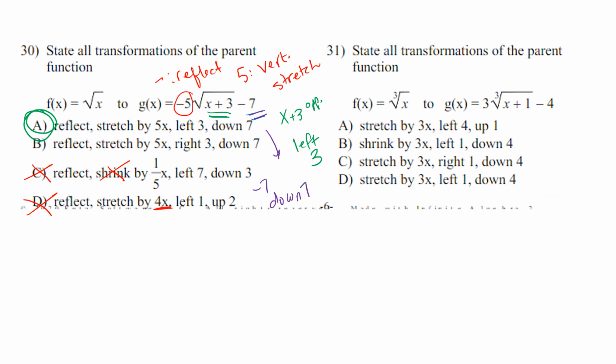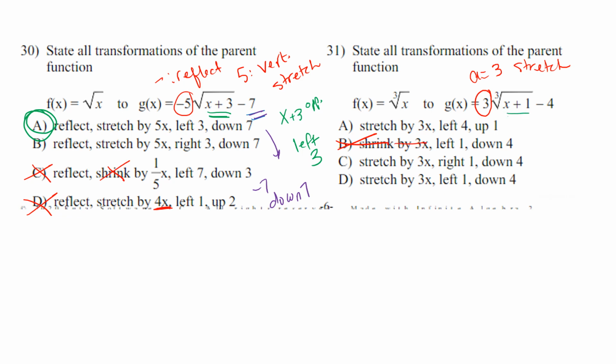Okay, last but not least, cubed root of x is our parent function. 3 times the cubed root of x plus 1 minus 4 is our transformed function. What does the a value in the front tell you? No reflection, so is it a stretch or a shrink? Greater than 1, so it's definitely a stretch. So right now we can cross off answer choice B. As you go through, cross off what you can, guys. They all say stretch by a factor of 3, so no other typos that I can get rid of.